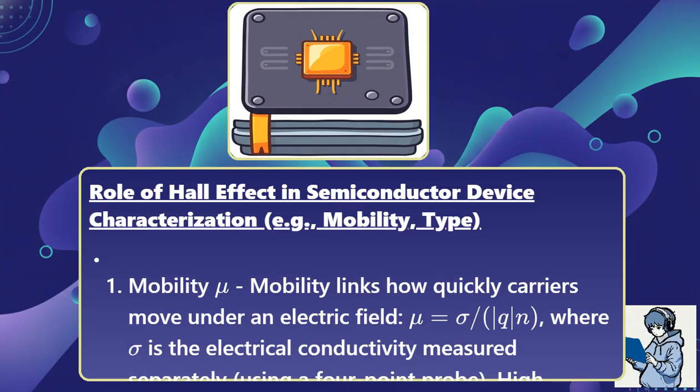3. Mobility, mu. Mobility links how quickly carriers move under an electric field: mu = sigma divided by |q| times n, where sigma is the electrical conductivity measured separately using a 4-point probe. High mobility means faster transistors and lower power loss.